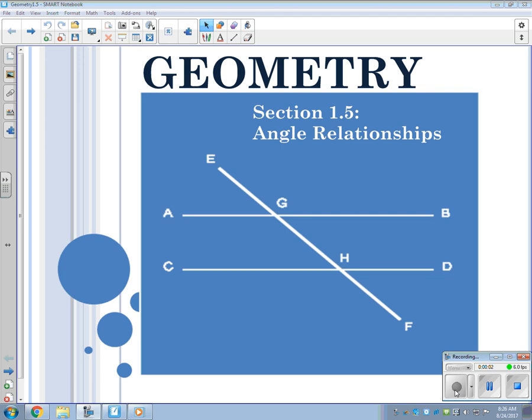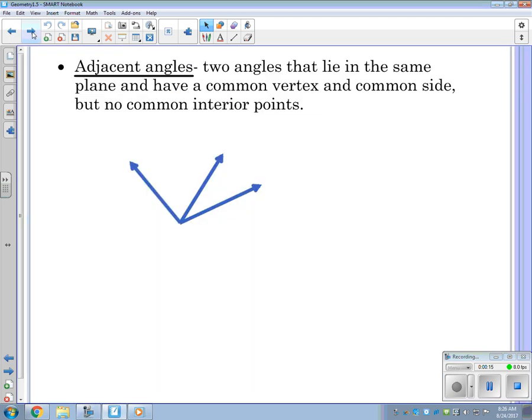All right, hello, this is Geometry Section 1.5, Angle Relationships. Definitely encourage you to pause the video as it goes along in case I'm going too fast and you don't have time to write things down or go back, whatever you need to do to get it. Opening up with a definition, which there'll be quite a few in this lesson, for adjacent angles.